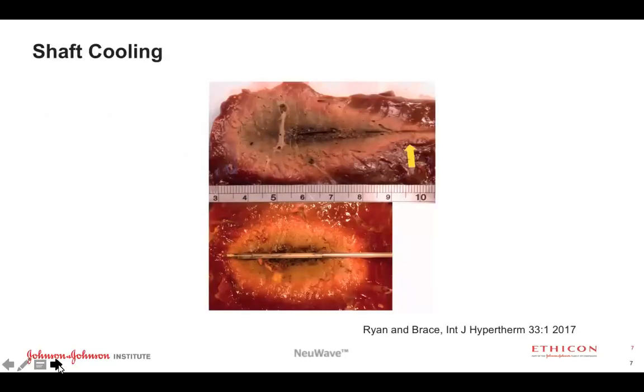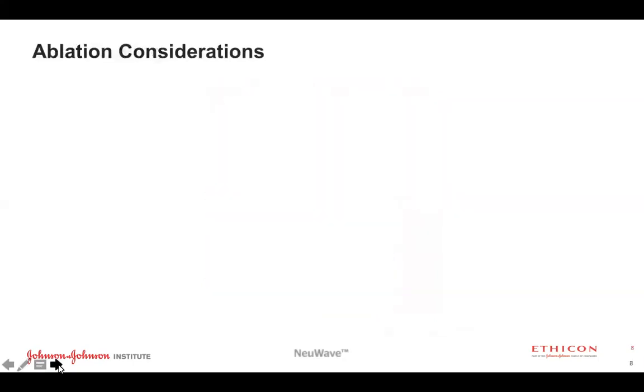So here's an example of the effect of shaft cooling in a benchtop model. The upper panel is a non-shaft cooled antenna, and you can see that long tail, that teardrop appearance, which is that comet tail effect with the heating traveling up the shaft of the antenna. And the bottom image is a shaft cooled antenna, which basically minimizes the propagation of heat along the length of that shaft. So you still get an oblong shape. However, it's much more spherical with less of that comet tail, which, as you can imagine, makes it safer as well.